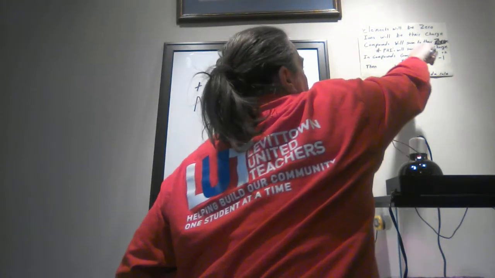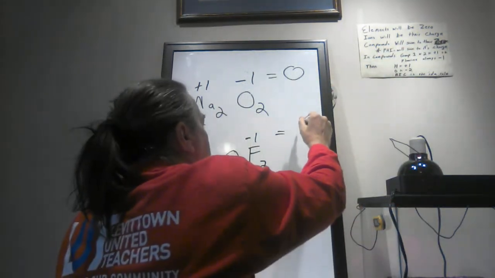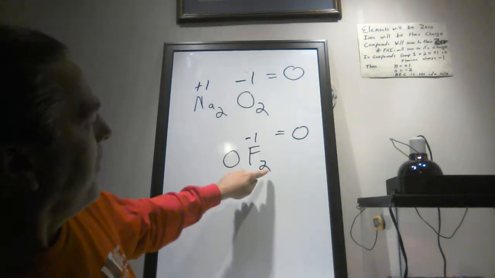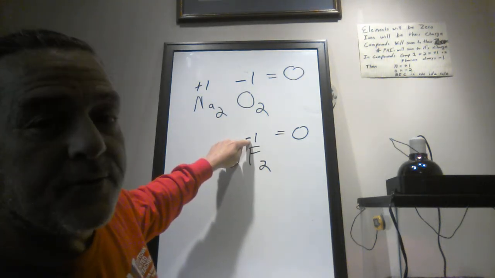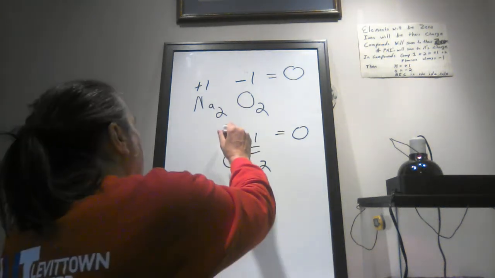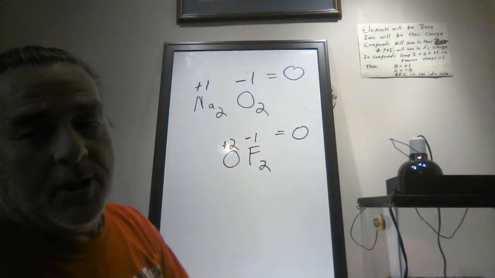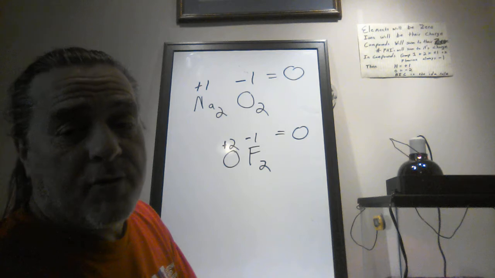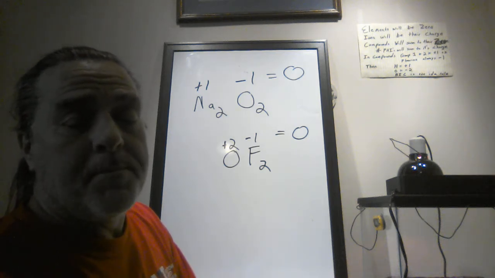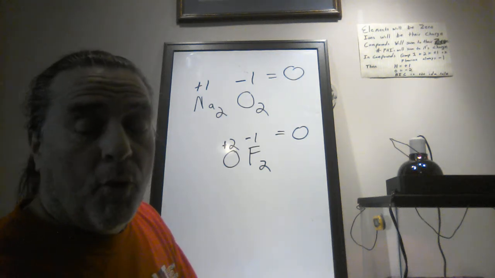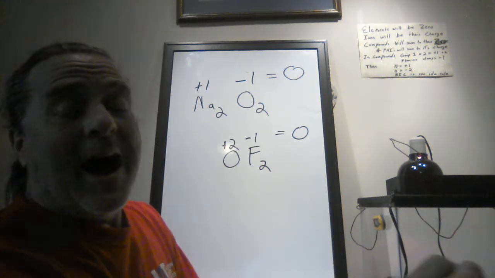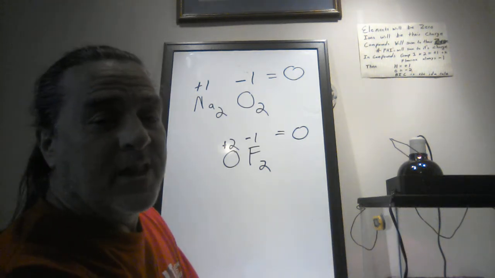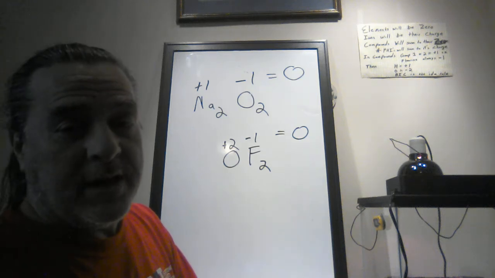compounds will sum to 0. So if you have 2 fluorines that have to be -1, that's -2. What's oxygen? Wow. Oxygen can be a +2 even. I mean, it's rare. The only time oxygen will be positive is when it's with fluorine. Fluorine is the greatest electronegativity. Oxygen is second. So the only thing that can change oxygen is fluorine.